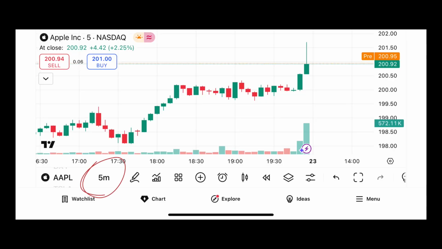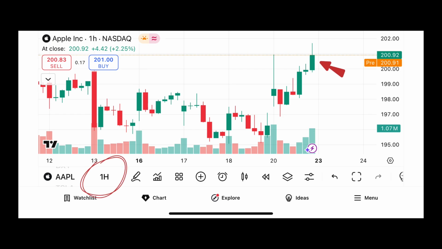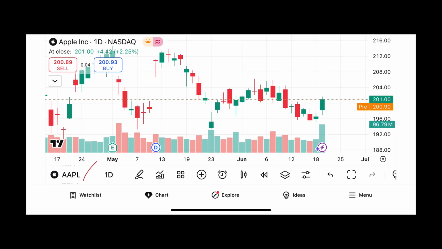If you open a 5 minute chart, each candle gives you 5 minutes of price action. If you open a 1 hour chart, each candle represents 1 hour. What happened in 1 hour can be shown by one single candle. If you open a 1 day chart, each candle represents 1 day of price action.